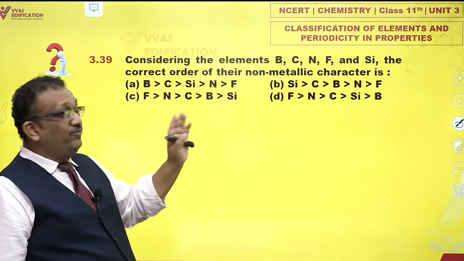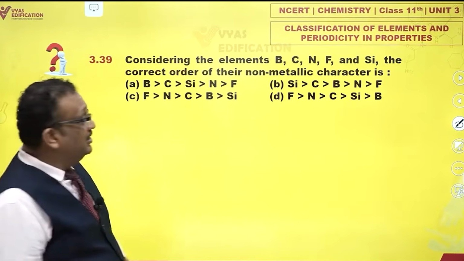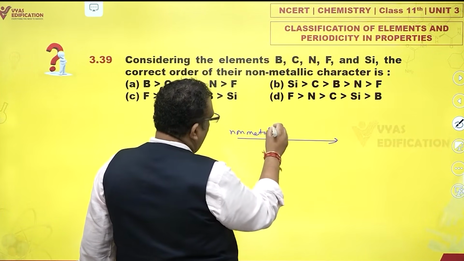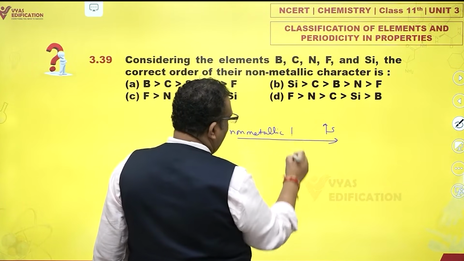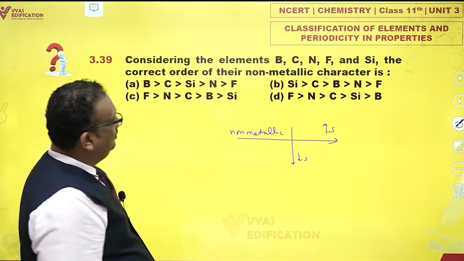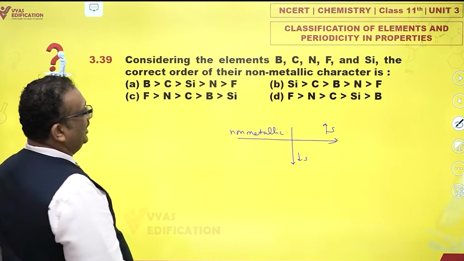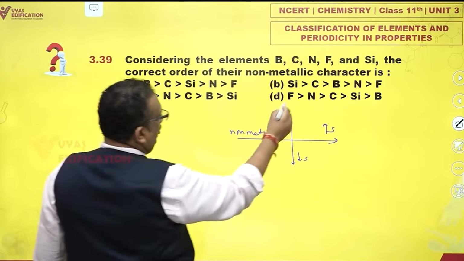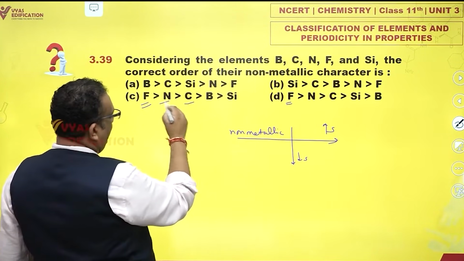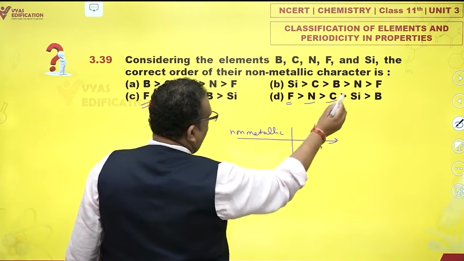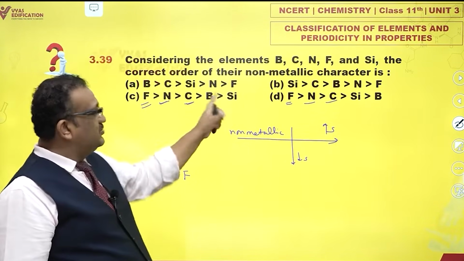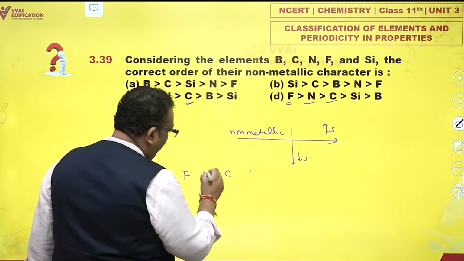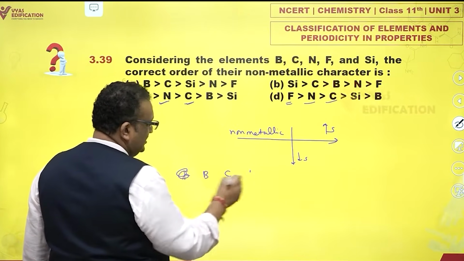Considering boron, carbon, nitrogen, fluorine and silicon, the order of non-metallic character is: non-metallic character increases across the period and decreases down the group. So least metallic and most non-metallic is fluorine. Fluorine is most non-metallic. Then comes nitrogen, then carbon. This is correct. Now, if the competition is between boron and silicon, please note carbon, then you have boron and you have silicon here.